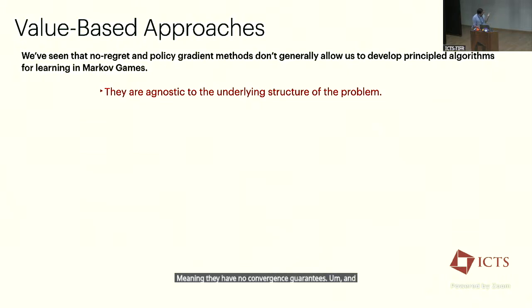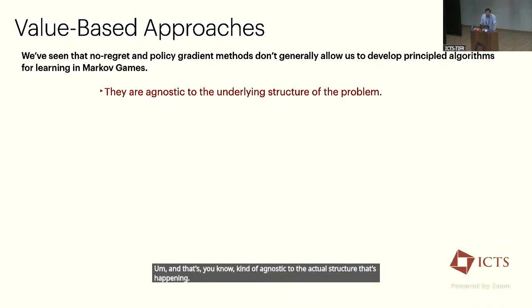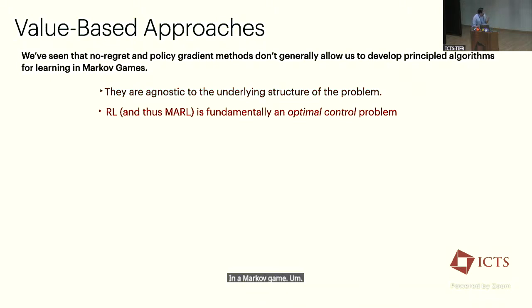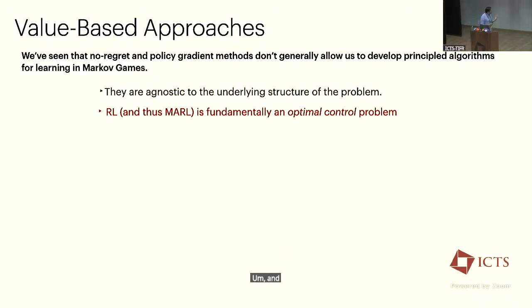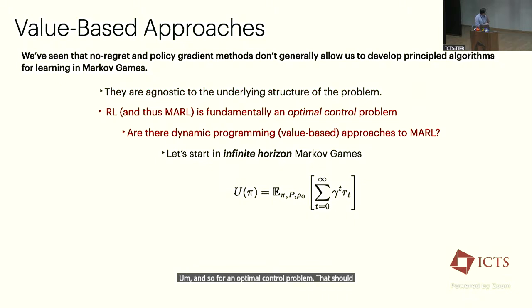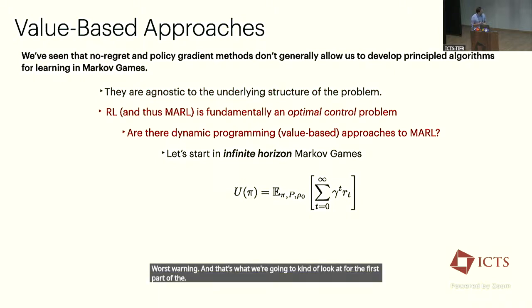In a sense, the reason for that is that they're a little bit agnostic to the underlying structure of the problem, right? Policy gradient is nothing more than gradient descent on an objective, and that's agnostic to the actual structure happening in a Markov game. But reinforcement learning and multi-agent reinforcement learning are fundamentally optimal control problems at the end of the day. And for an optimal control problem, that should hint to you that there might be a dynamic programming or a value-based approach to solving multi-agent reinforcement learning. And that's what we're going to look at for the first part of today.